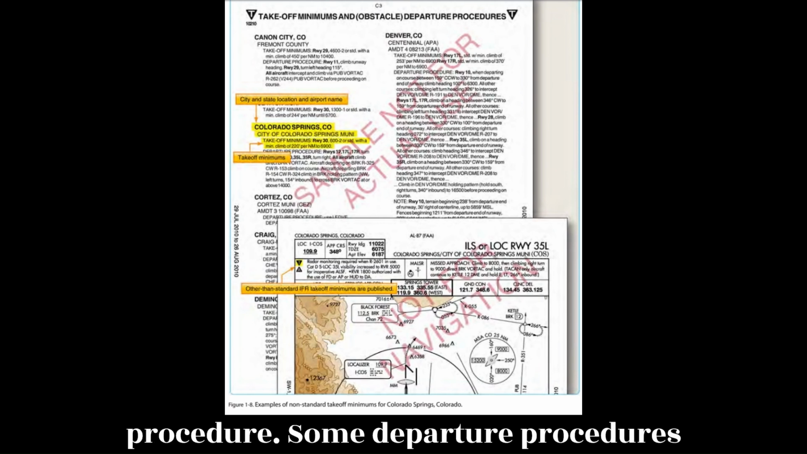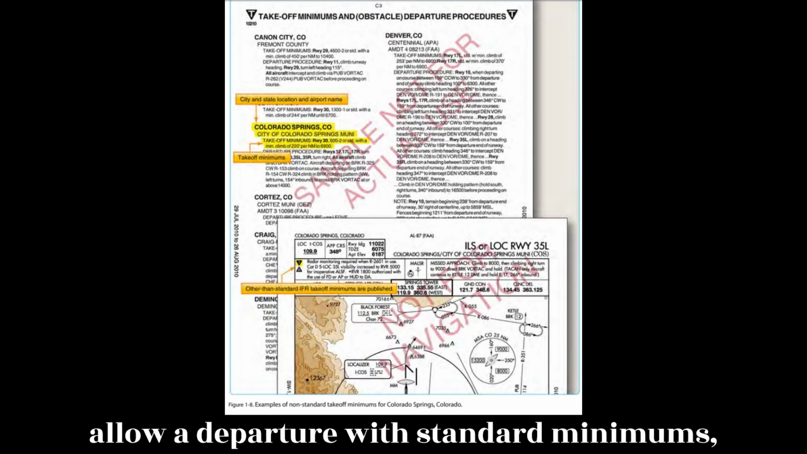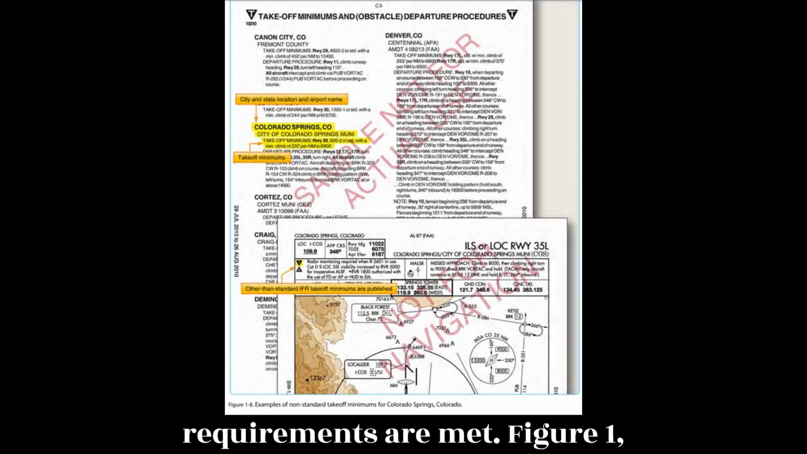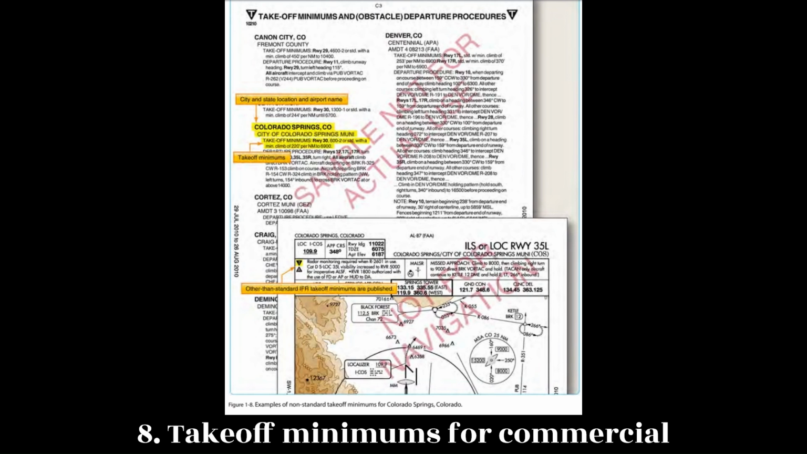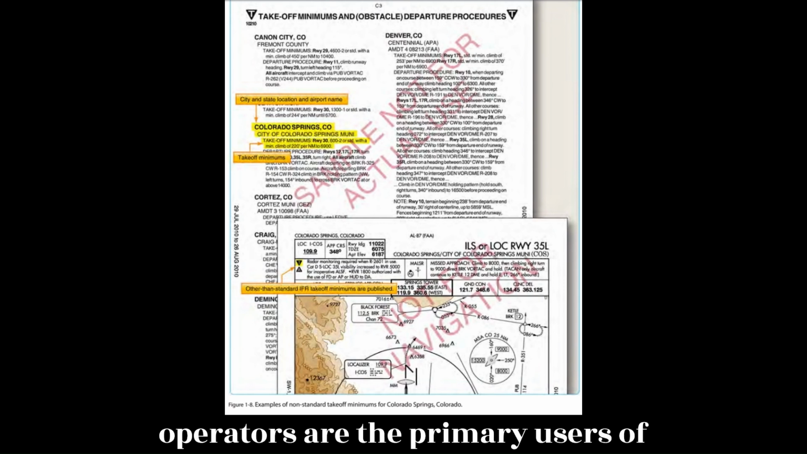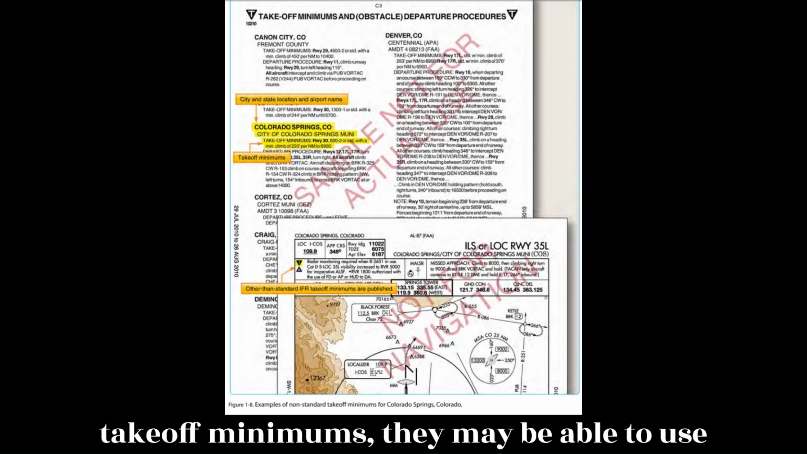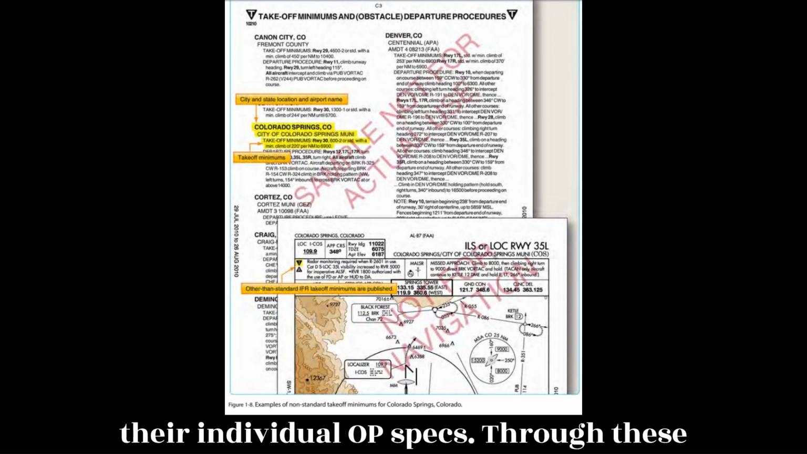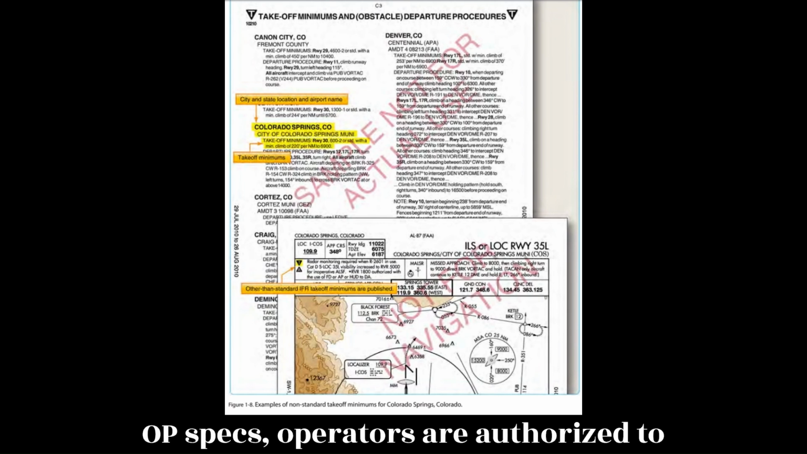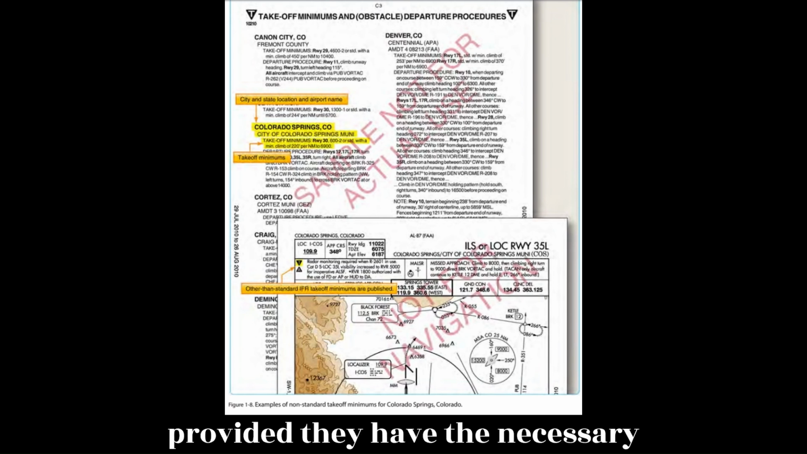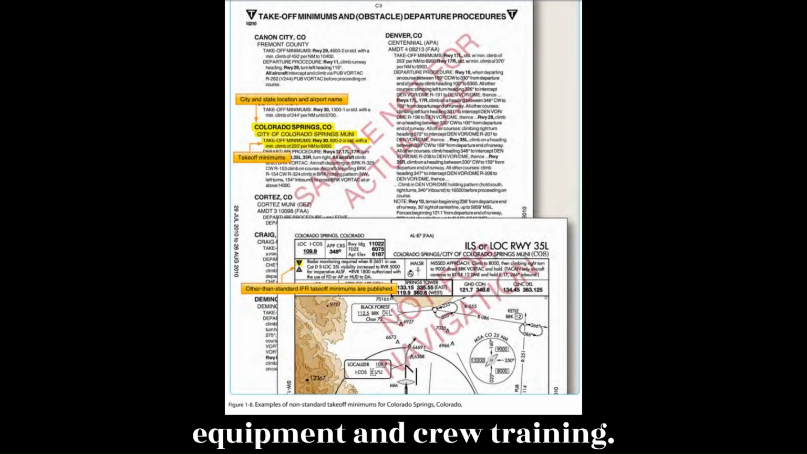Some departure procedures allow a departure with standard minimums provided specific aircraft performance requirements are met. Figure 1.8. Takeoff minimums for commercial operators. While Part 121 and Part 135 operators are the primary users of takeoff minimums, they may be able to use alternative takeoff minimums based on their individual opspecs. Through these opspecs, operators are authorized to depart with lower than standard minimums provided they have the necessary equipment and crew training.